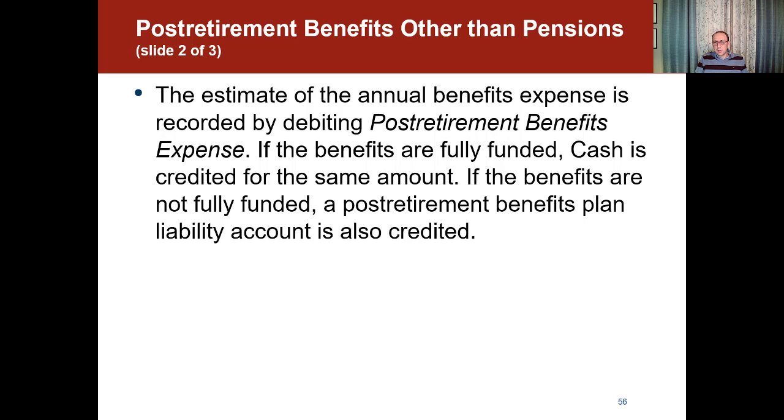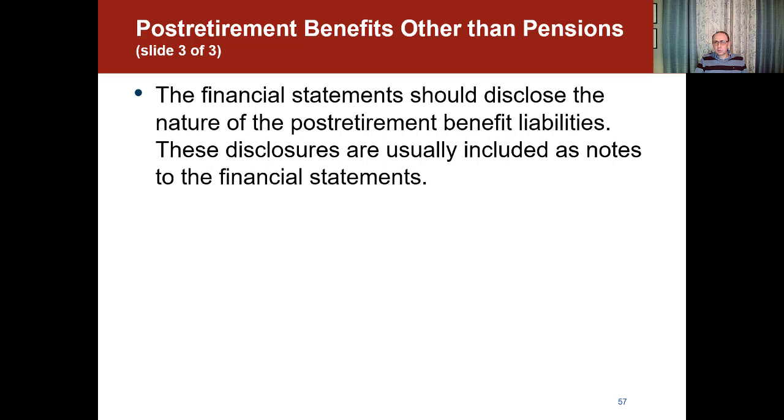The estimate of the annual benefits expense is recorded by debiting post-retirement benefits expense. If the benefits are fully funded, cash is credited for the same amount. If the benefits are not fully funded, and typically it's underfunded, a post-retirement benefit plan liability account is also credited. We've never seen any employer overfunding. It's always underfunding. So the financial statements should disclose the nature of the post-retirement benefit liabilities. In the footnotes or the disclosures, we usually include some notes to financial statements explaining the situation with these kinds of post-retirement benefit liabilities. So let me stop here.